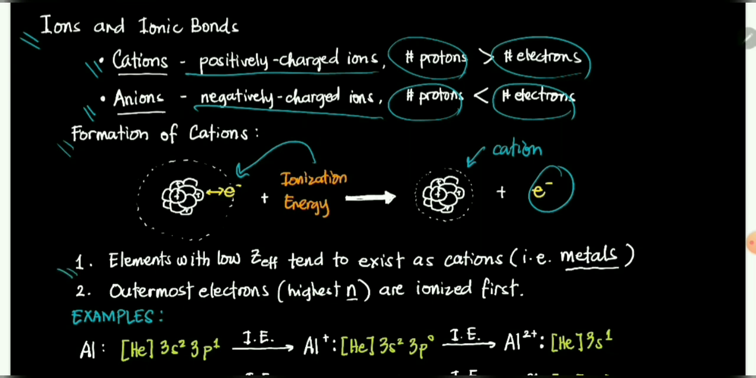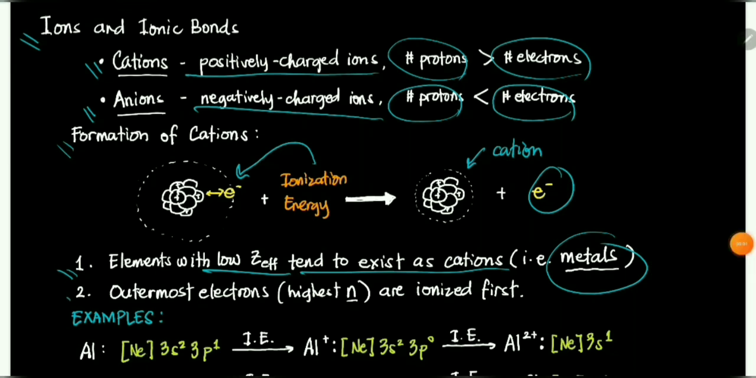Okay? So, number 1, elements with low Z effective tend to exist as cations. So, sila yung mga metals. So, yung mga metals natin, sila yung mga nasa left side ng ating periodic table of elements. So, meron tayong alkali metals, alkaline earth metals, transition metals, lanthanides, and actinides. So, usually sila ay nag-exist sa mga state na positively charged. Okay? Sila ay madalas na cations.